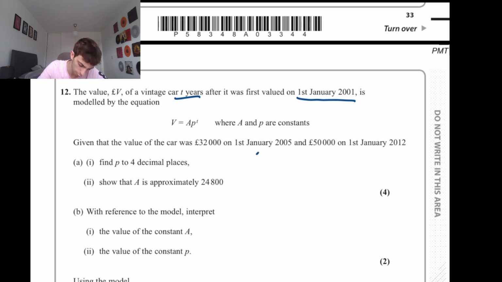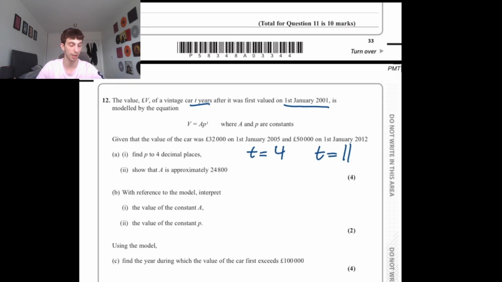So 1st of January 2005, our T will be, so it's T years after 2001. So, if in doubt, 2002, 2003, 2004, 2005, 4 years after. So we have T equals 4, just in case you're worried about that. Then from here, £50,000 on the 1st of January 2012. So here we have T equals 11. We have to find P to 4 decimal places, and we have to show that A is approximately 24,800.